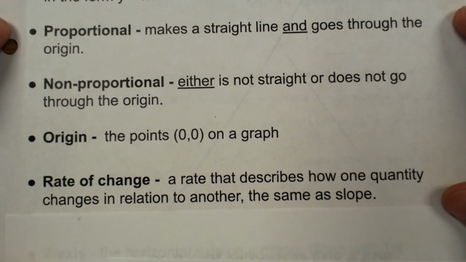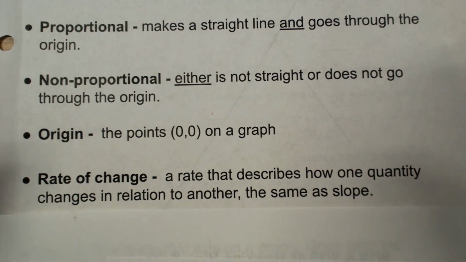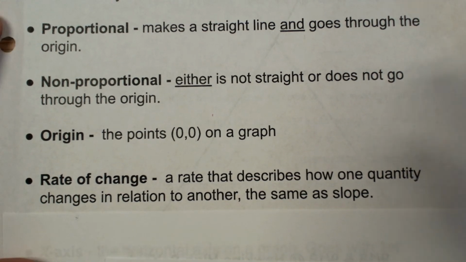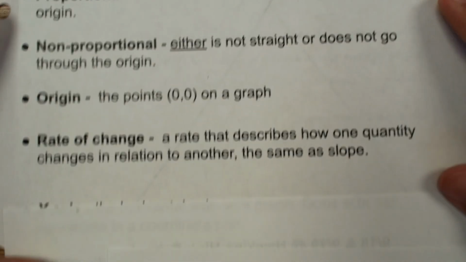Next is rate of change. We talked about that a little bit earlier. Rate of change is exactly what it sounds like. It describes the rate that something changes in relation to something else. Your rate of change and your slope are the exact same thing. Anytime you see the words rate of change, you can mark it out and write slope. Anytime you see slope, you can mark it out and write rate of change. They are the exact same.